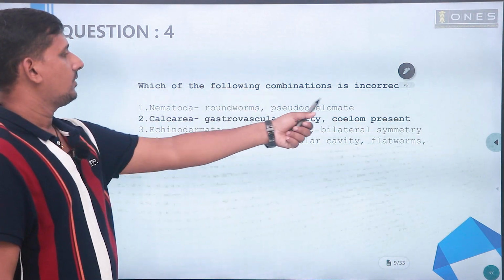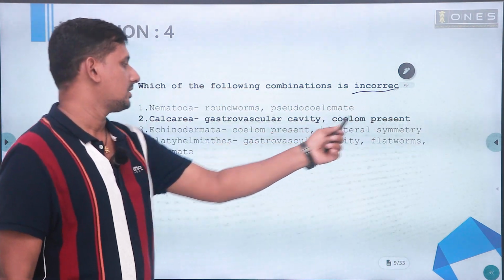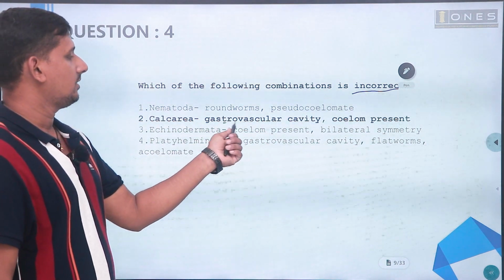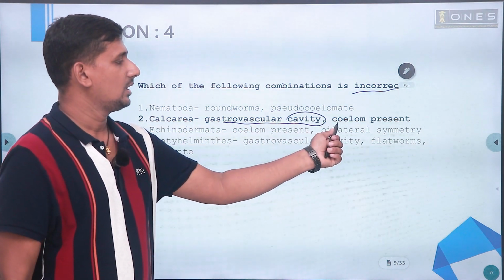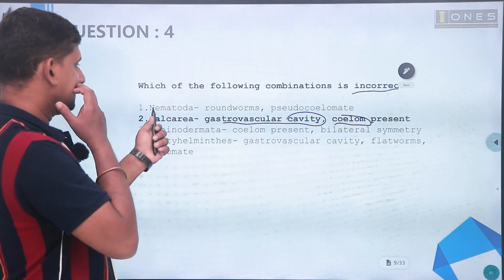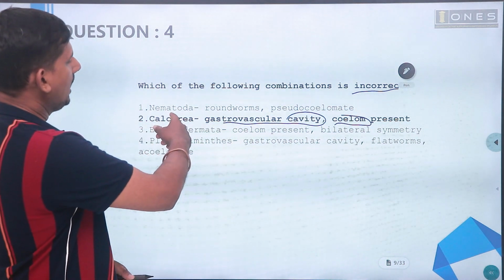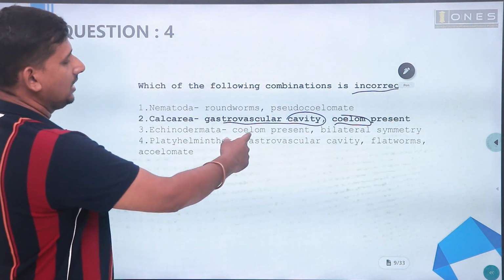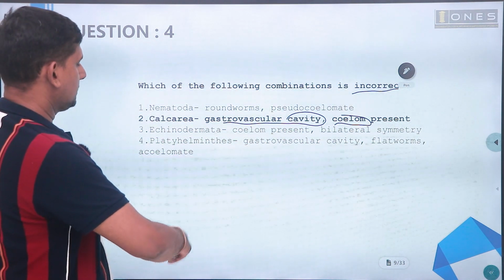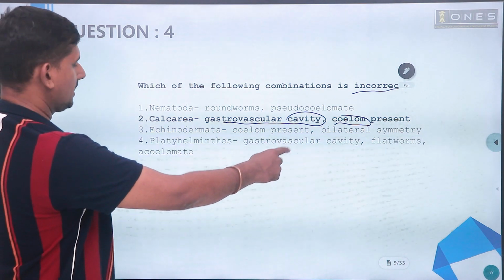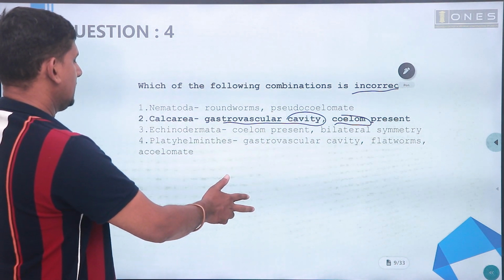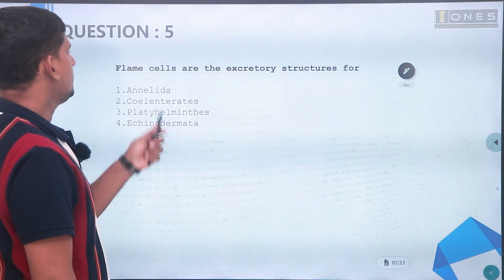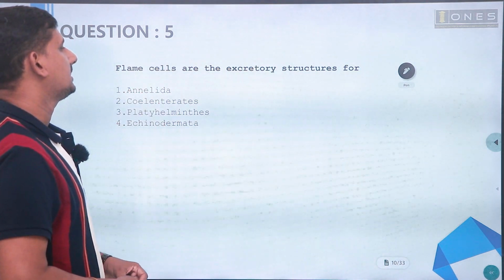So which of the following combination is incorrect എന്നാണ് ചോദിച്ചിരിക്കുന്നത്. So calcarea, gastrovascular cavity and coelom present means coelom is absent. So this is the false one. So ബാക്കിയെല്ലാം അതായത് നിമാറ്റോഡ് ആണെങ്കിൽ റൗണ്ട് വേം സ്യൂഡോസീലോമേറ്റ് ആണ്, എക്കിനോഡെർമേറ്റ എന്ന് പറയുമ്പോൾ സീലോം പ്രസന്റ് ബൈലാറ്ററൽ സിമെട്രി, പ്ലാറ്റിഹെൽമിന്റസ് ഗാസ്ട്രോവാസ്കുലർ കാവിറ്റി, ഫ്ലാറ്റ് വേംസ് അസീലോമേറ്റ്. Now the next query is flame cells are the excretory structure for.